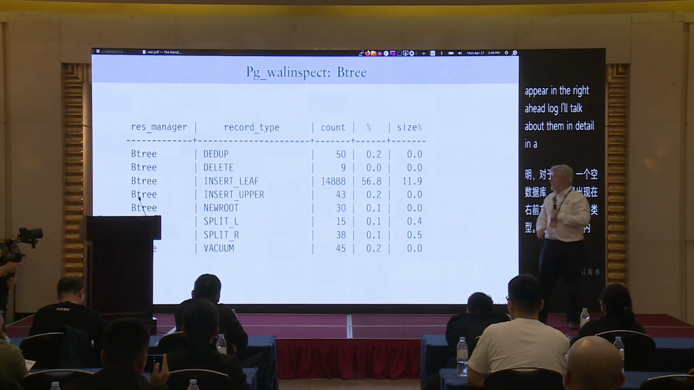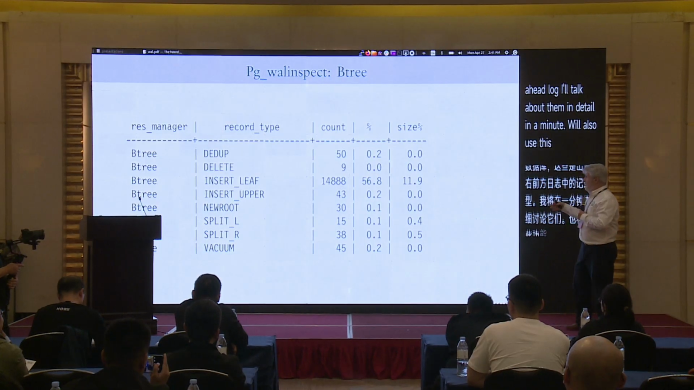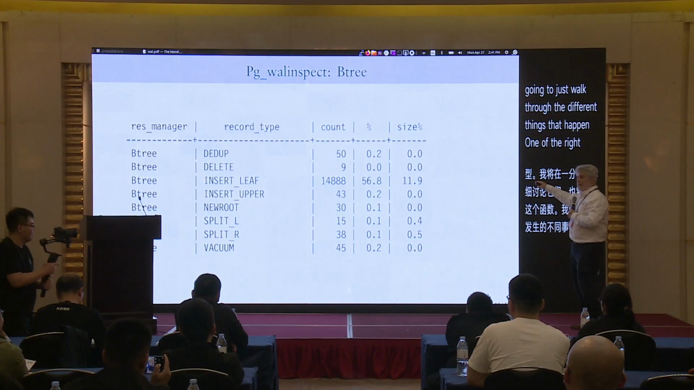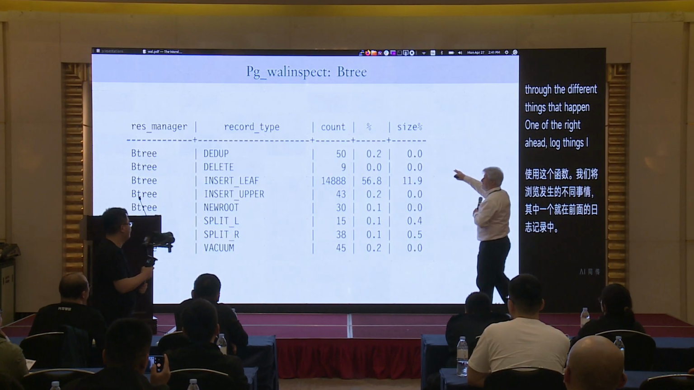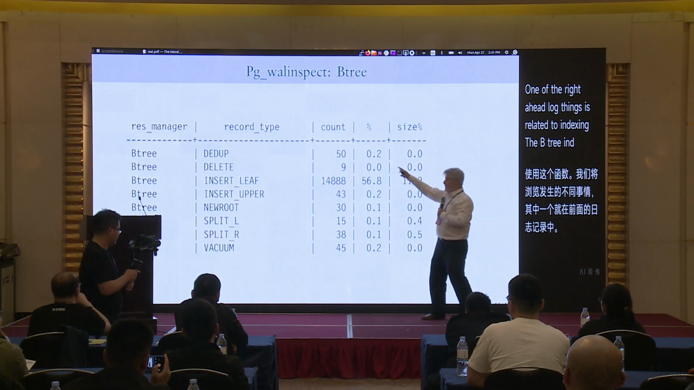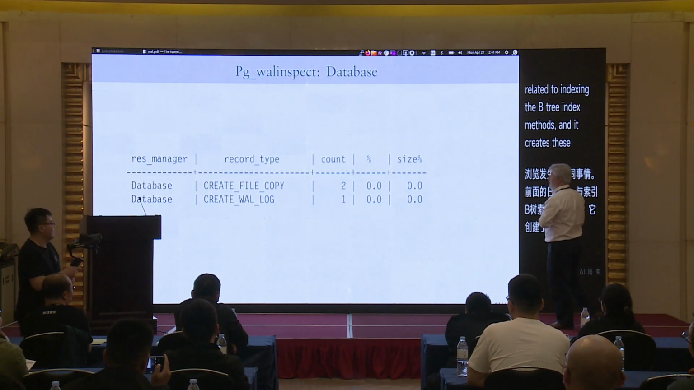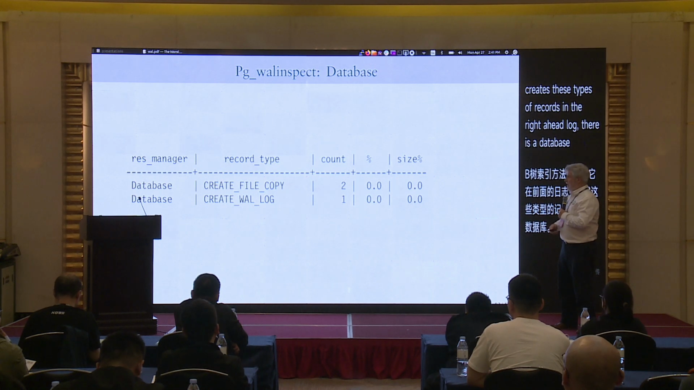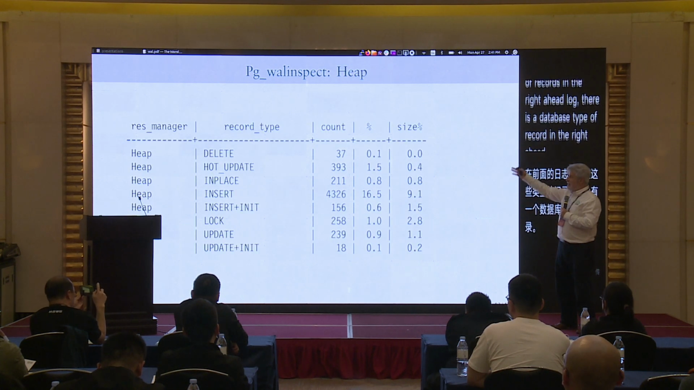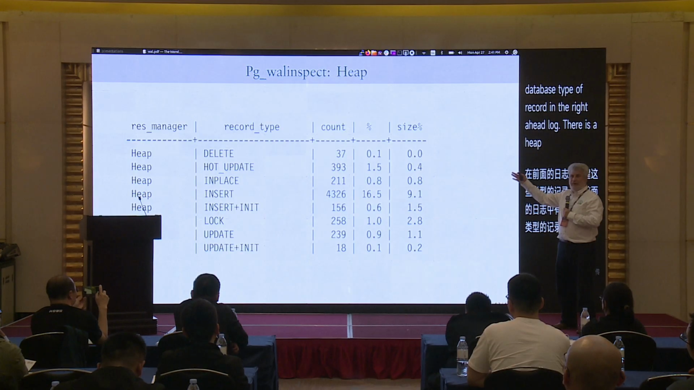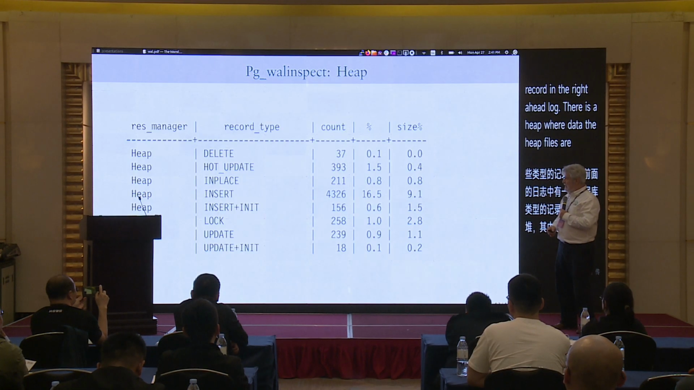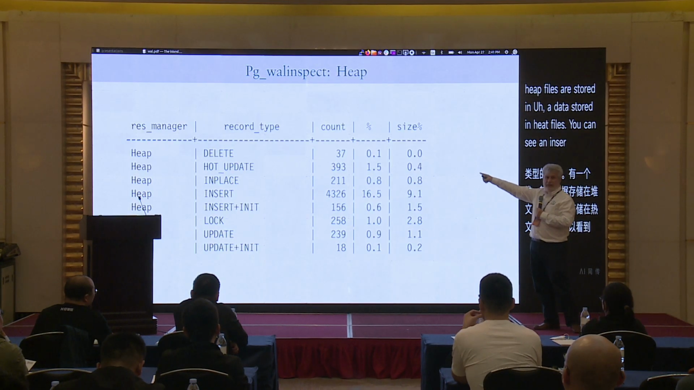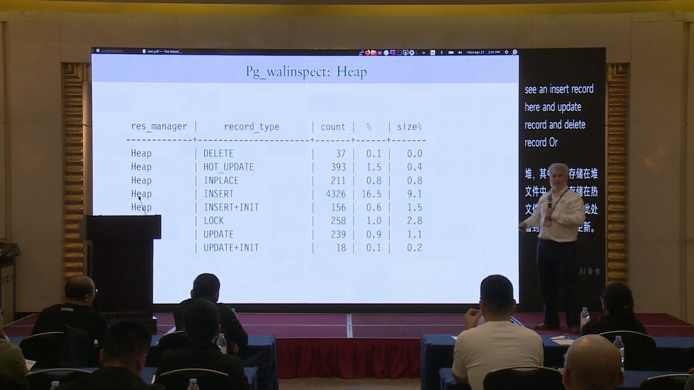We'll also use this function, and we're going to just walk through the different things that happen. One of the write-ahead log things is related to indexing, the B-tree index methods, and it creates these types of records in the write-ahead log. There is a database type of record in the write-ahead log. There is a heap, where data is stored in heap files. You can see an insert record here, an update record, and a delete record, all part of the write-ahead log.